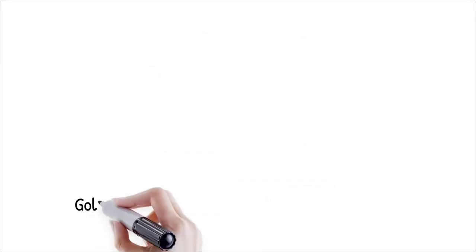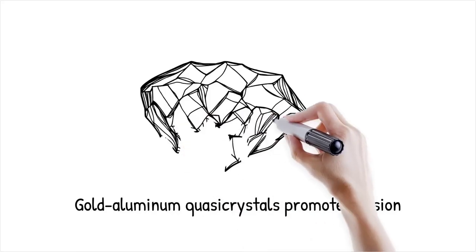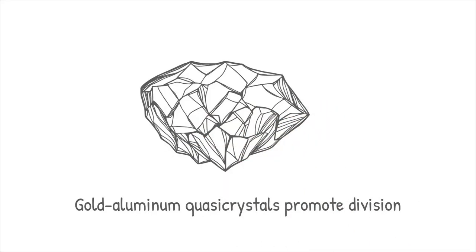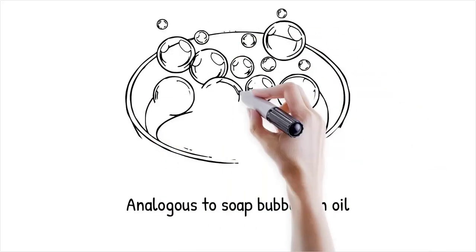Gold-aluminum quasicrystal seeds and fatty acid emulsions promote droplet budding and division under thermal cycling. It's like soap bubbles forming, dividing, and reorganizing spontaneously in a heated pan of oil.